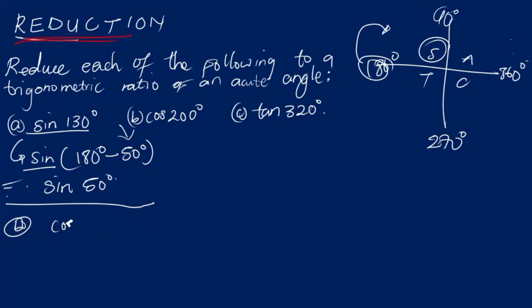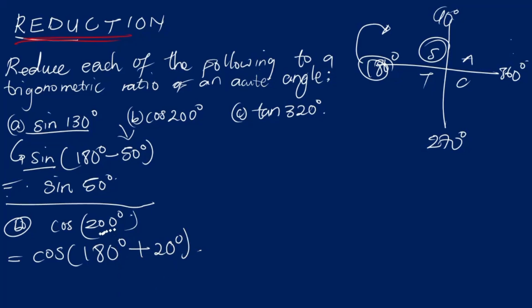B, the cosine of 200 degrees. How do we deal with that? This is the same as the cosine of 180 degrees plus 20 degrees. That's what forms 200, right? And then we look at that. Here is 180 degrees. If we add 20, we are going to land in here. Which function is positive in the third quadrant? It's only the tangent, and this is definitely not the tangent. So we're going to have a negative cosine of this angle here, 20 degrees.